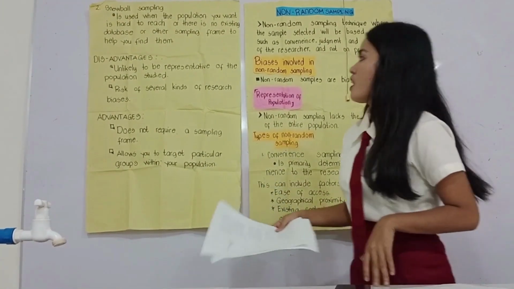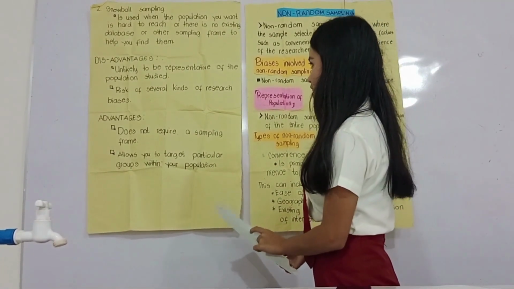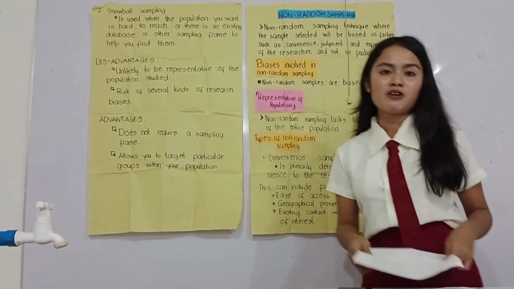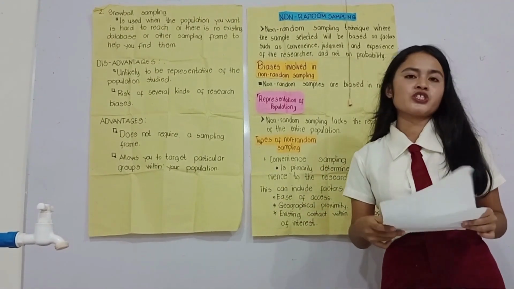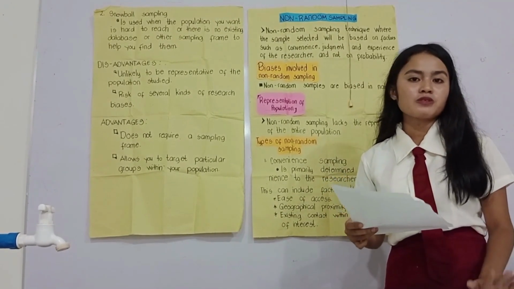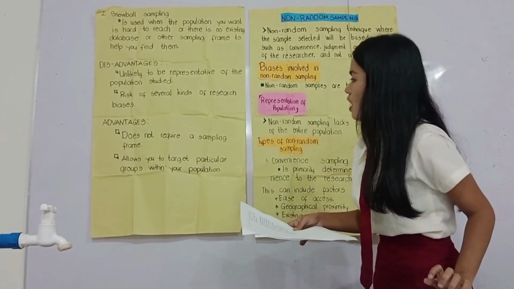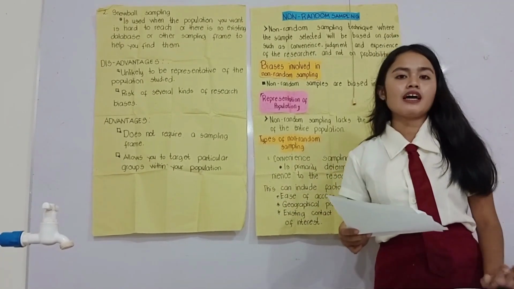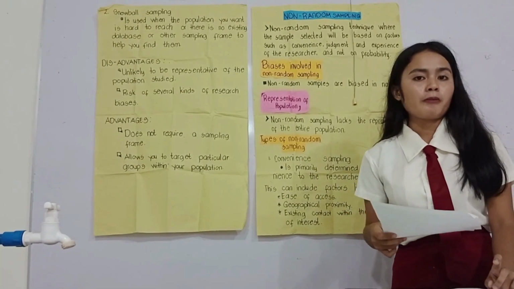So moving forward, if there are disadvantages, there are also advantages. It does not require a sampling frame. Non-random sampling does not require a sampling frame, so your subjects are often readily available. This can make non-random sampling quicker and easier to carry out. It also allows you to target particular groups within your population.